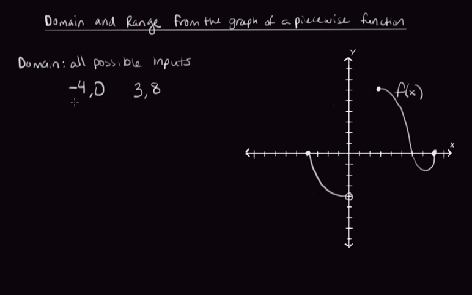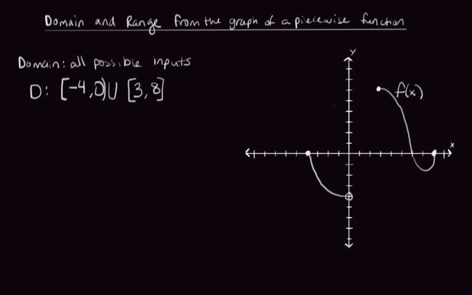And let's think about which of these points are included and which aren't. So -4 is a solid point, so that's included, so we use a bracket. 0 is an open circle, so that's not included, so we use parentheses. And then 3 is included, that's a solid point, and so is 8. So we'll use brackets here and brackets here. So this is the domain. Remember, we use this union to say we're going to do this interval and this interval together. So that is our domain.